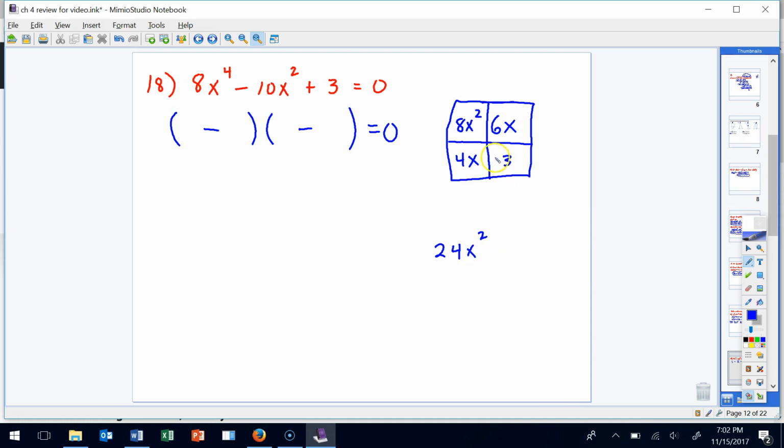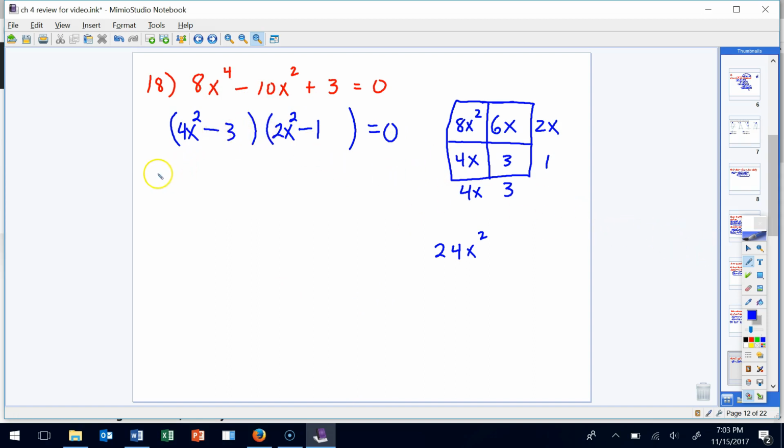Okay, so then we would find our GCFs. So for these top two numbers, the GCF would be 2x, and this would be 1. Going this way, it would be 4x and 3. So when this was quadratic, we got our factoring of 4x minus 3, 2x minus 1. Well, the only thing we have to do to make this quartic factoring, which is fourth degree, is just let each of these x's become x squared. And now we've got the factoring for number 18.